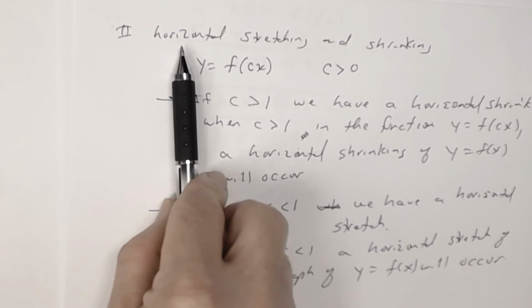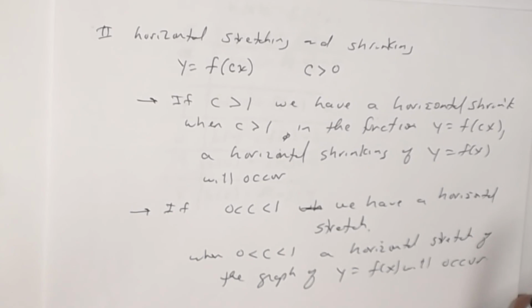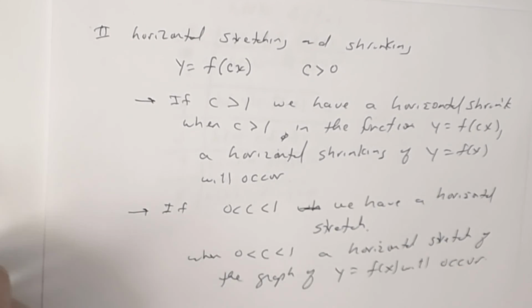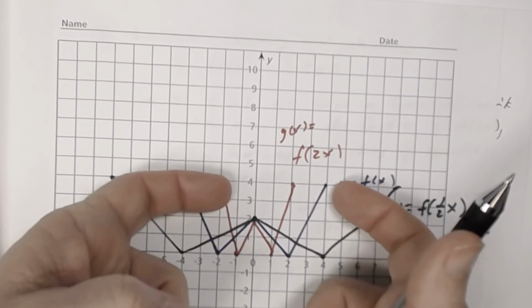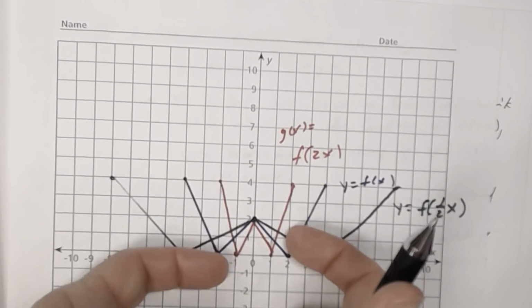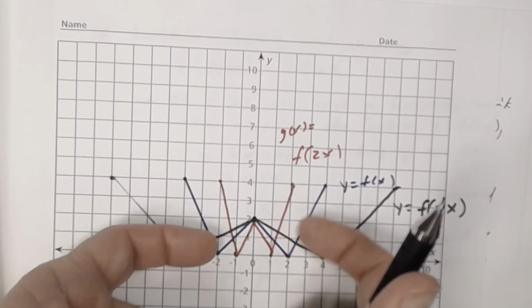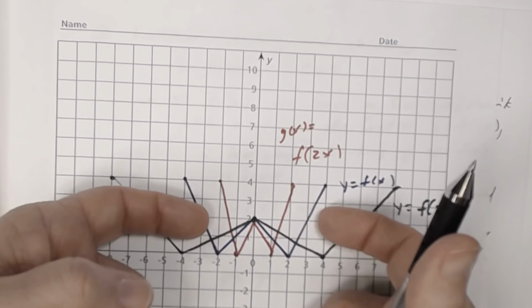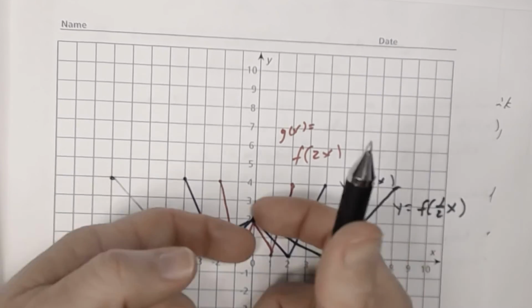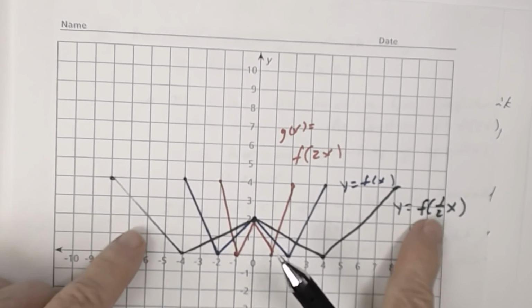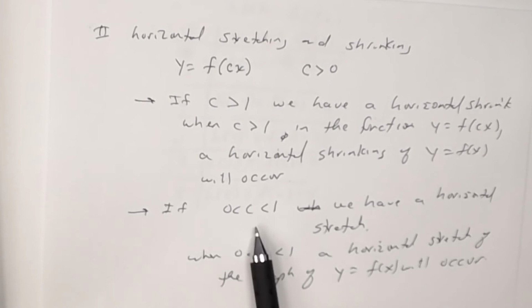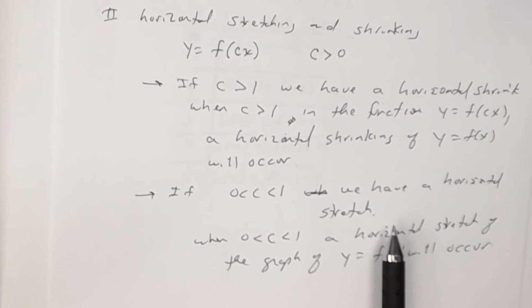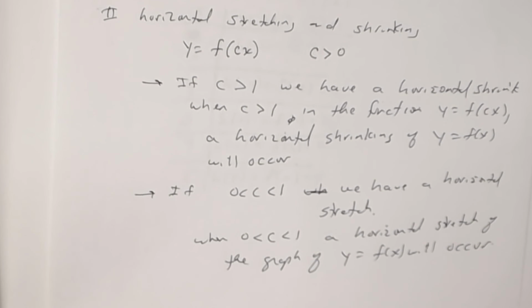If you're talking about horizontal, if C is greater than 1, it's a horizontal shrink. If you can have this in your mind, it kind of helps. Here's the function f of x. I want to find f of 2x, so I'm horizontally shrinking it. Over here, I'm horizontally stretching it. So if C is less than 1 but still positive, you have a horizontal stretch. All right, so that is going to be the end of this lesson.